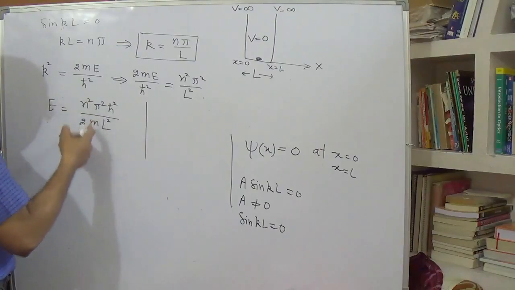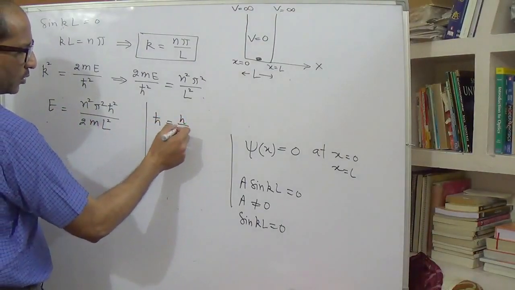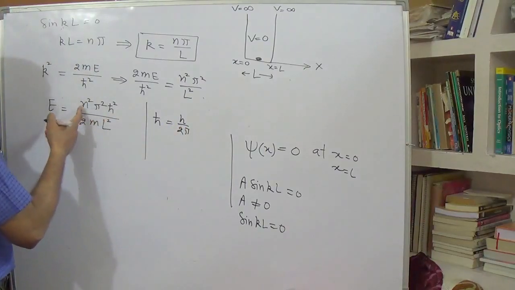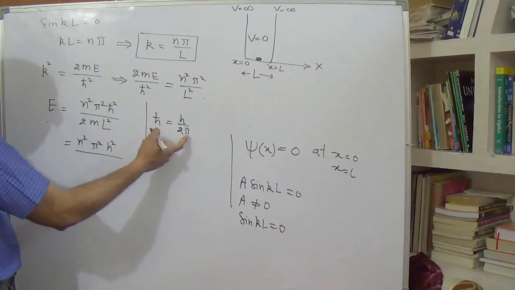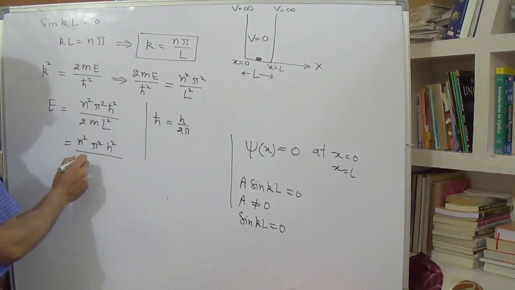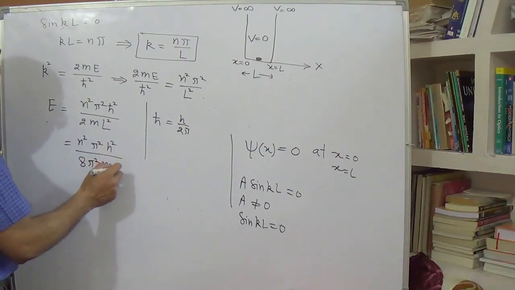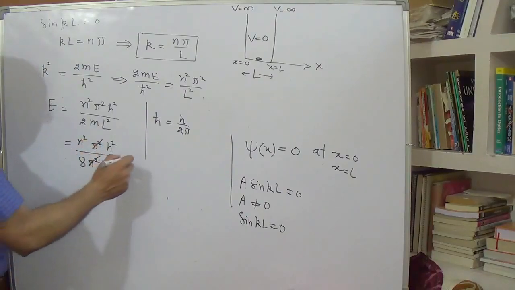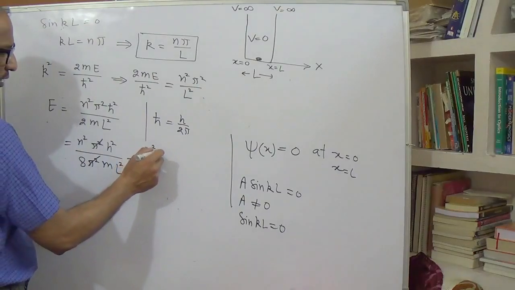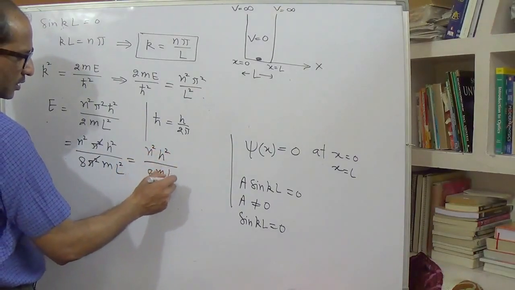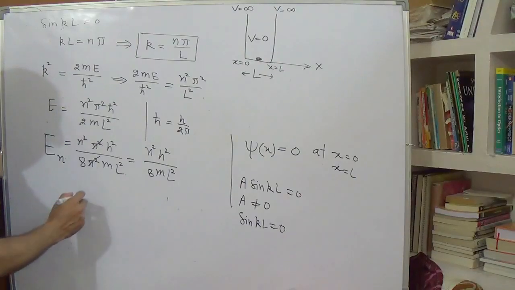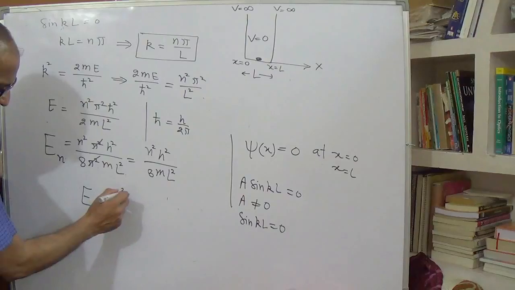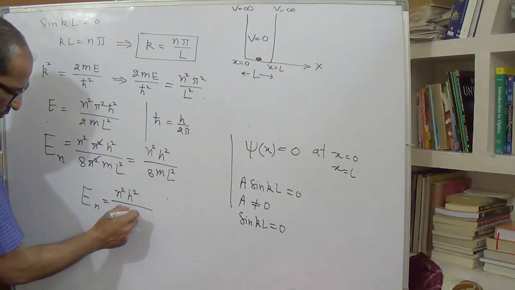So this is the energy value for this particle. Now to simplify it, we know h bar is equal to h upon 2 pi. So putting this value here, this becomes n square pi square h square upon 4 pi square, and 4 into 2, 8 pi square, into m and l square. Pi square cancels out, and we have only n square h square upon 8 m l square. This is the energy eigenvalue for any state n, where n is equal to 1, 2, 3 and so on.